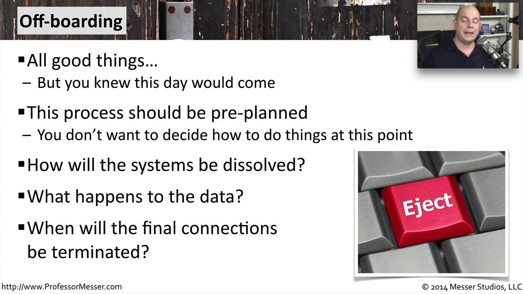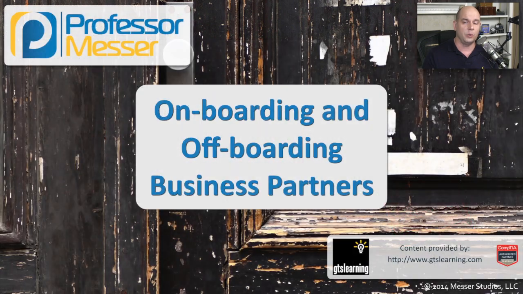And of course, everybody needs to be completely aware of when the final connection will be terminated between the two organizations, especially if you're dealing with lease lines where a termination of a link may require 30 days or more to have that re-enabled. You don't want to turn off a connection and then realize there was more work to be done. So this is an extremely important date to consider during the offboarding process.